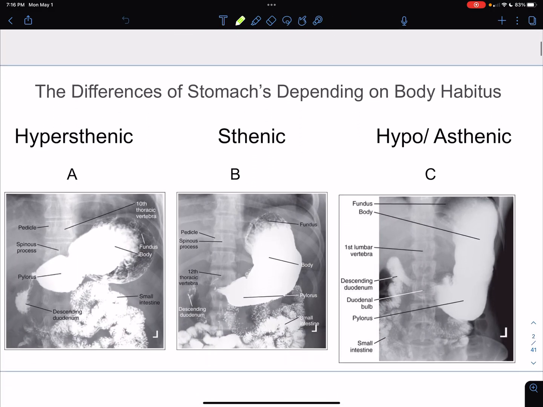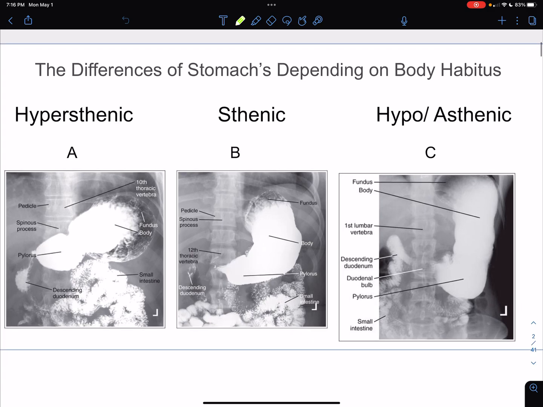All right. So the differences in the stomach depending on the body habitus. Remember the hypersthenic patient, everything is going to be wider, broader, and the stomach is going to be more on a horizontal plane. So our pylorus and our fundus are all kind of going to be on the same level. And then our duodenal bulb is going to be hiding behind the pylorus over here.